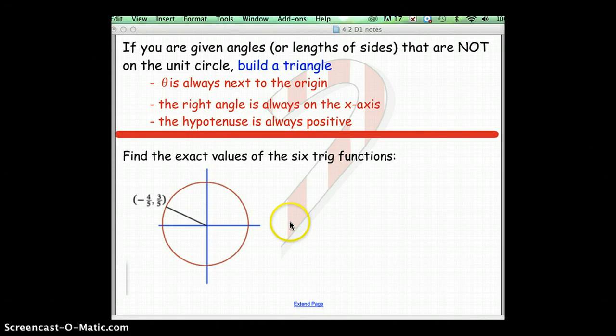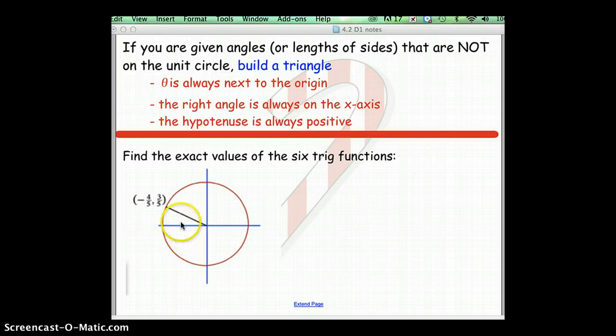You might be given a point on a circle and you'll be asked to find all 6 trig functions. All you need to do is take that point on the circle and form a triangle with it, and then you'll be able to find all the trig functions. So here's kind of the instructions. Build a triangle. Theta is always next to the origin. The angle that you're going to use is always next to the origin. The right angle should always be on the x-axis, not the y-axis. And the hypotenuse is always positive.